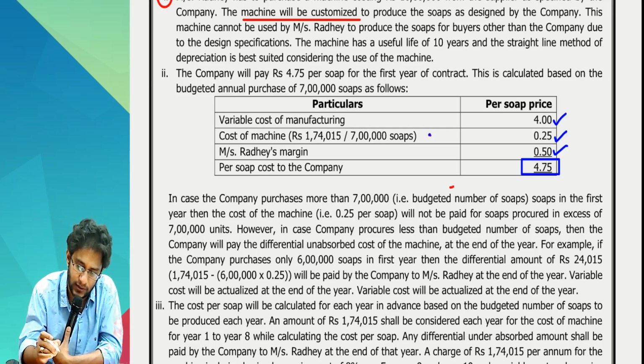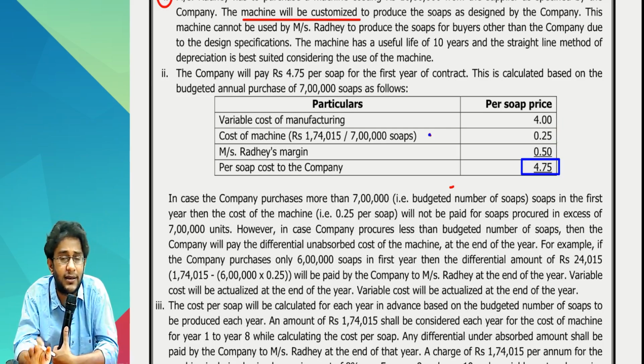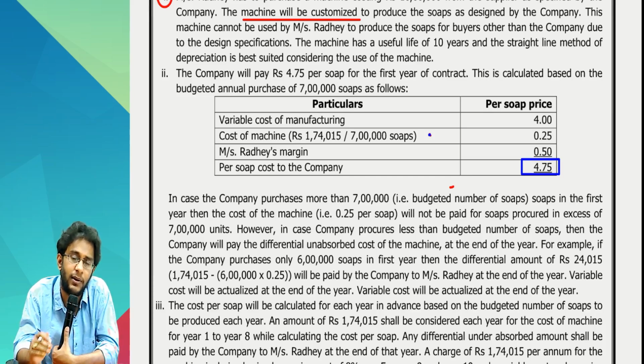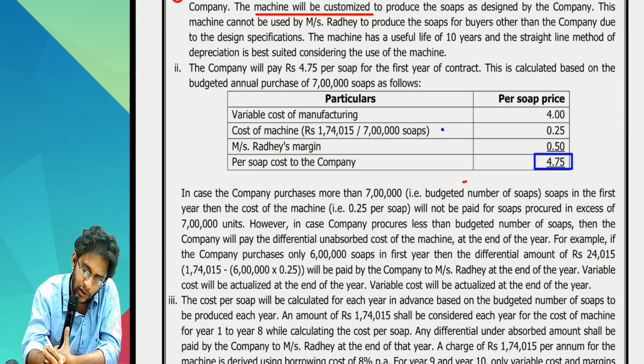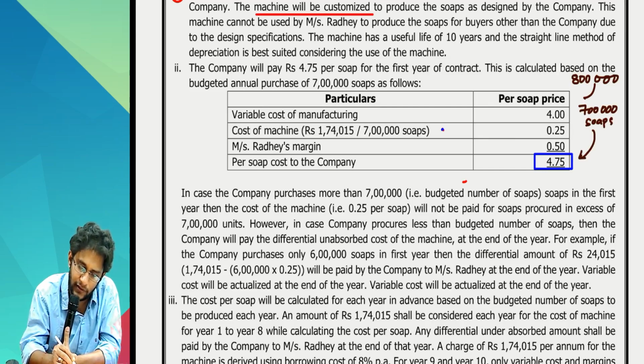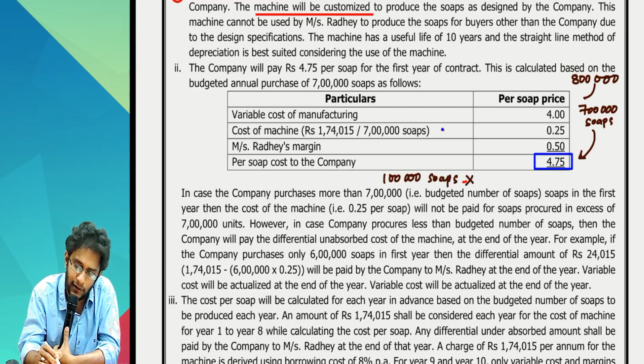Nothing, sir. What he is trying to say here is, if you buy exactly 7 lakh units from the supplier, you have to pay 4.75 rupees per unit and nothing more. In case your requirement goes beyond 7 lakhs, let us say you buy 8 lakh units, then out of this, for 7 lakh soaps, this price is applicable. For the remaining 1 lakh soaps you are buying, he will not charge you this 0.25, that won't be there. So you will be paying only 4.50.